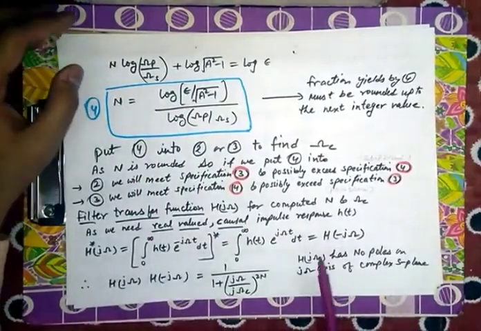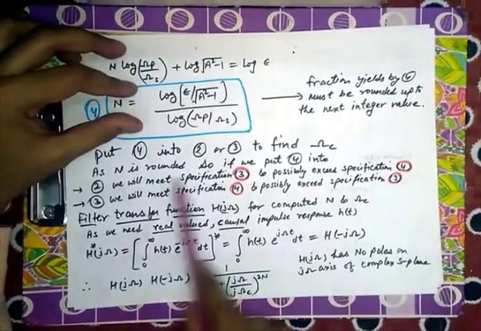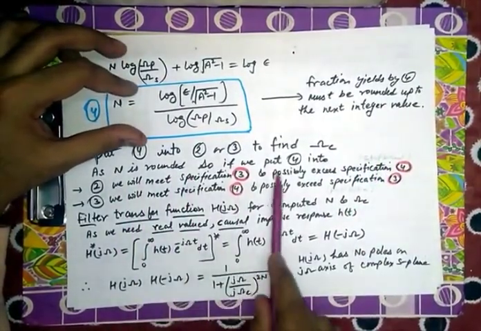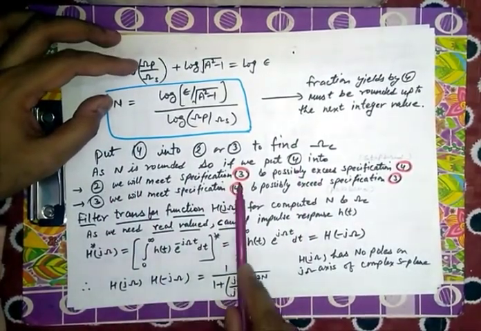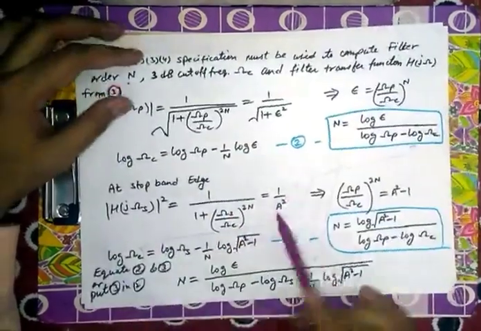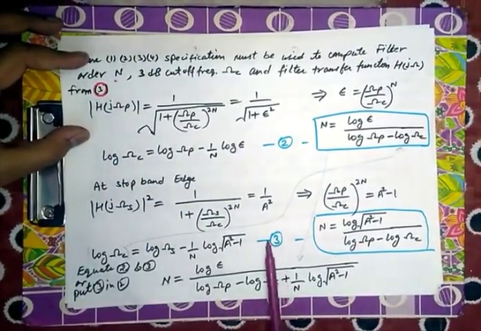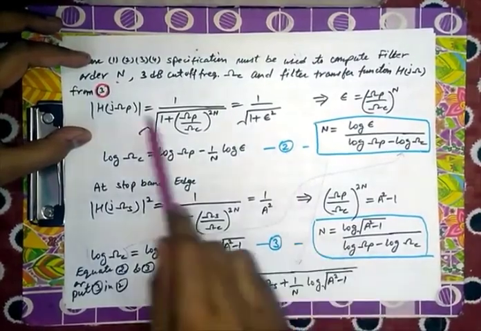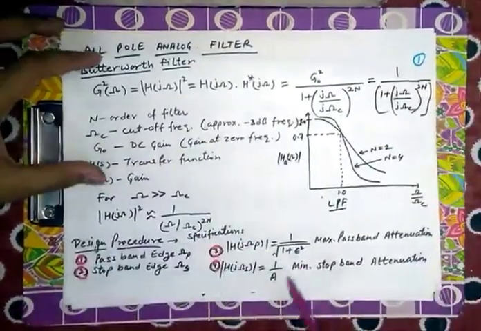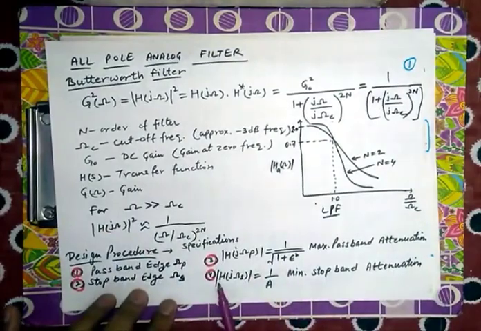I have not put it here, but the fact is that we have rounded up to the next integer value. So as n is rounded, if we put equation number 4, that is n, into equation number 2, we will meet specification number 3, because equation number 2 comes from specification number 3, and equation number 3 comes from specification number 4.